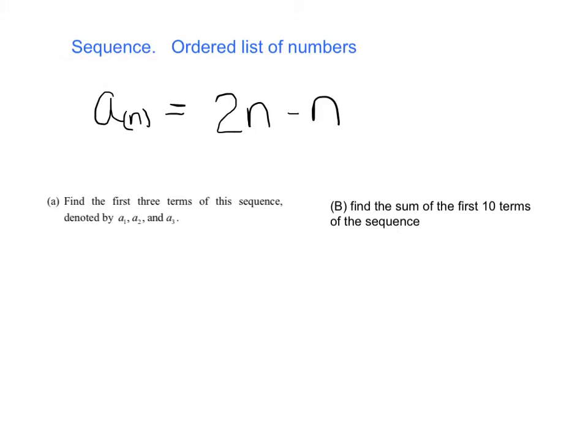So what is a sequence? Well, the definition is just an ordered list of numbers. Nothing too tricky. So example 1, we're given this rule.